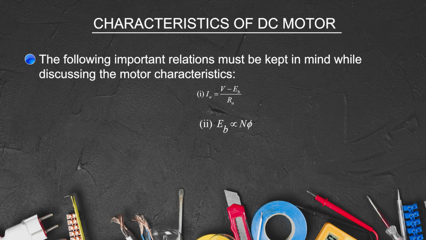As you know, back EMF developed in the armature is directly proportional to the speed of the motor and flux of the motor. Or you can write the speed of the motor, that is N, is directly proportional to Eb upon phi, where Eb is the back EMF and phi is the flux. So this Eb can also be written as Eb is equal to V minus IaRa. So the speed of a DC motor can be written as N is directly proportional to V minus IaRa upon phi.